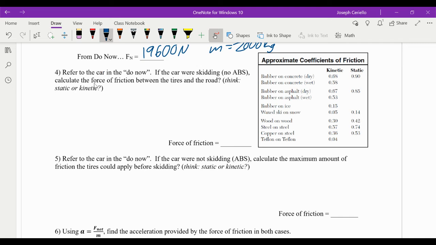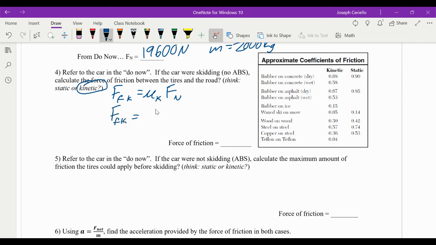Think static or kinetic. So it's skidding. So we said that was kinetic because the tires are sliding. So let's do kinetic friction. So we have force of friction kinetic equals coefficient of kinetic friction times the normal force. So the force of kinetic friction is what we are looking at.